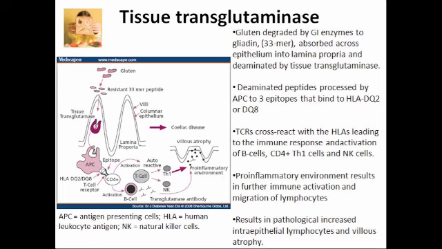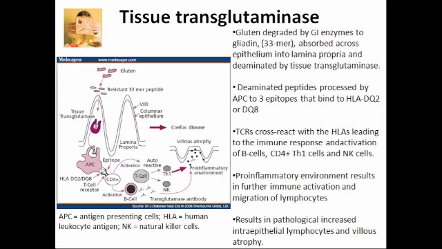Gluten is degraded by the gastrointestinal enzymes into a 33-mer peptide, gliadin. The 33-mer peptide is absorbed across the small bowel epithelium to the subepithelial layer in the lamina propria. Tissue transglutaminase deaminates this peptide, and the deaminated peptides are processed by antigen-presenting cells to three epitopes that bind the HLA-DQ2 or DQ8 molecules.